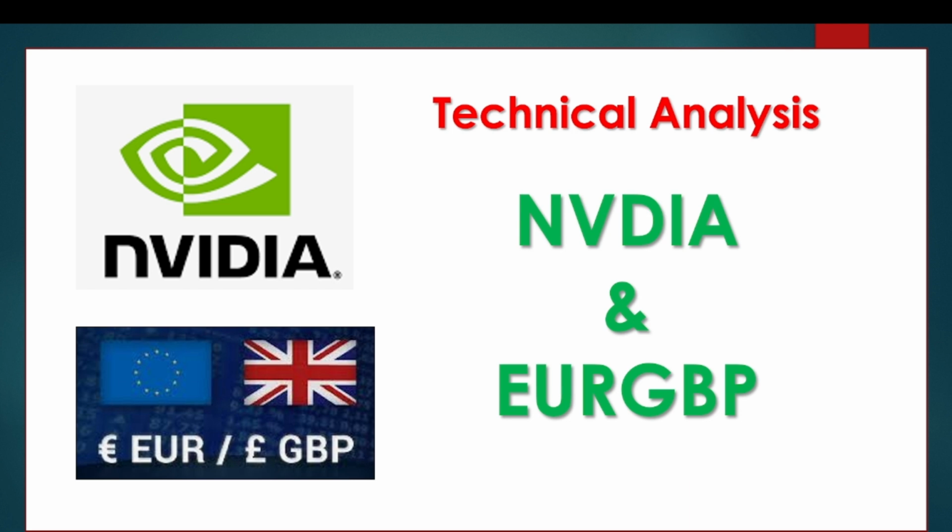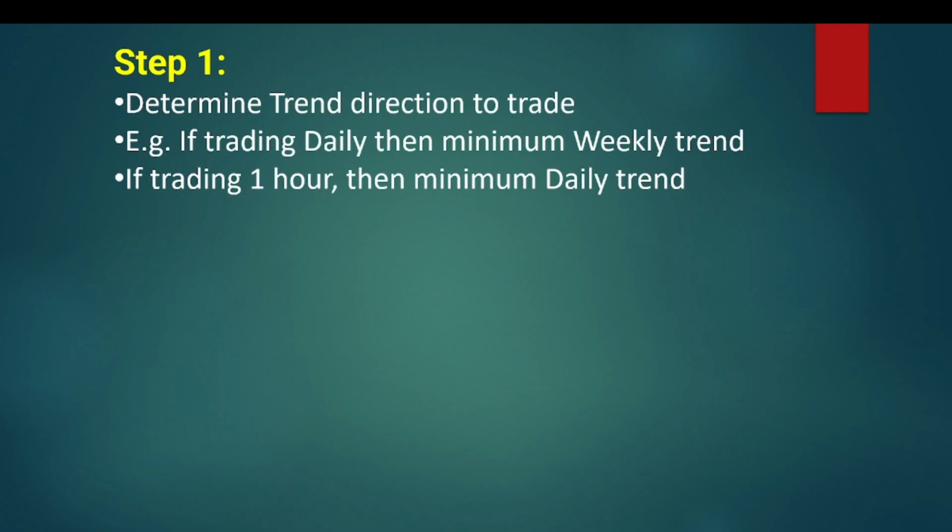We're looking at NVIDIA and the Euro-British pound currency pair. Before we go there, let's look at a very simple trading strategy. We look at trading with the higher time frame direction. So if you're trading on the daily time frame, we trade in the direction of the weekly. Or if you're trading on the intraday, like the 1 hour, 15 minute or 2 hour, etc., we trade in the direction of the daily trend.